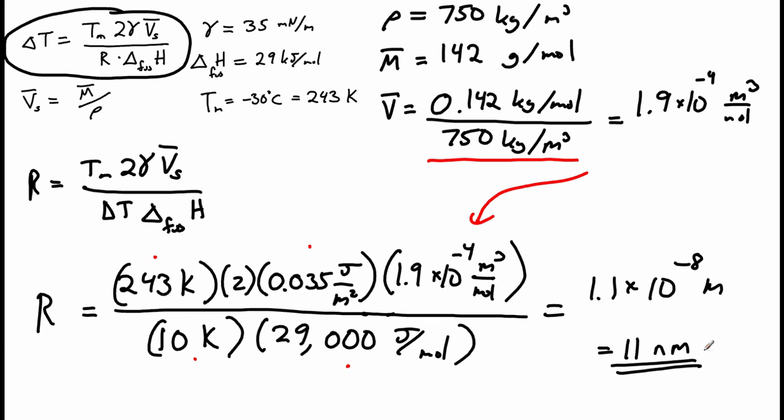And if we think about the size of a decane molecule, it's about 1 nanometer long or so. And so this is getting pretty small. This is getting down almost to molecular dimensions. And so this is quite a big supercooling effect.